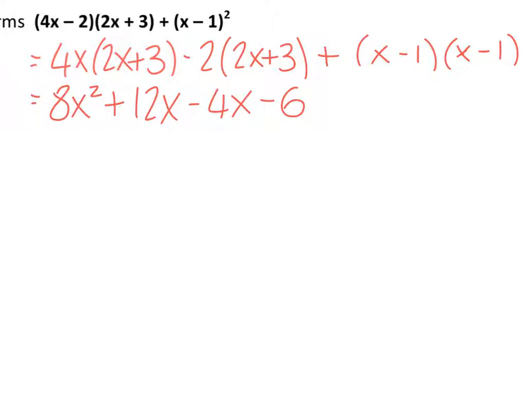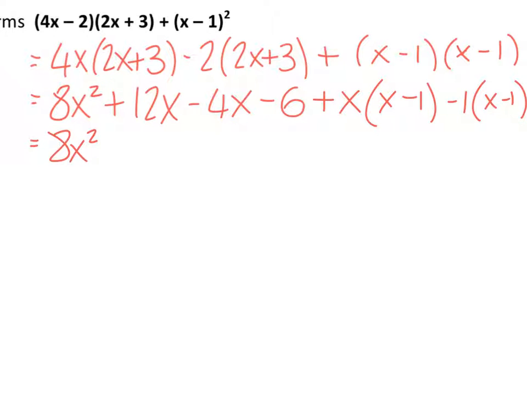Now again, we want to multiply double brackets here. So we want to multiply x by the second bracket, and then -1 by the second bracket. So we'll write that down. X times the second bracket, and -1 times our second bracket. So we have 8x squared, and then over here we have a couple of like terms which we can simplify at this stage. 12x take away 4x, which gives us 8x, and then we have our -6.